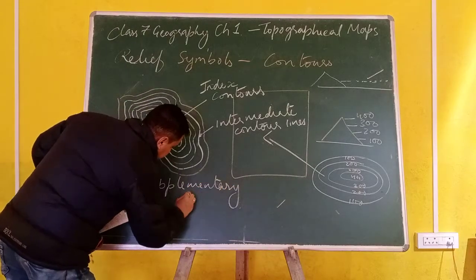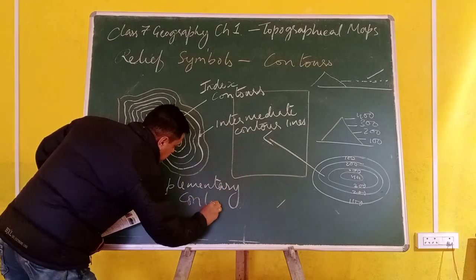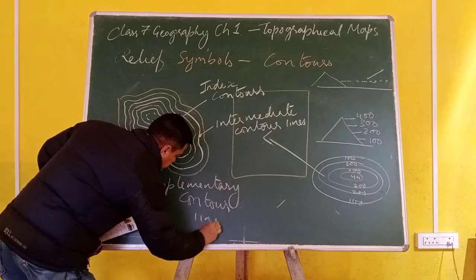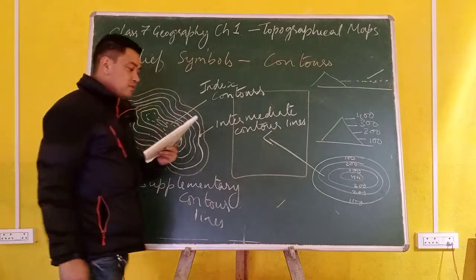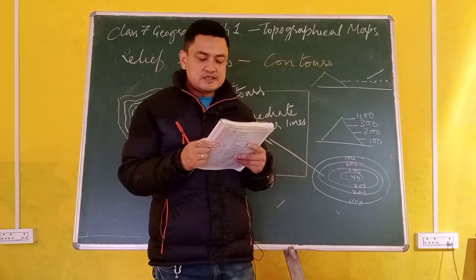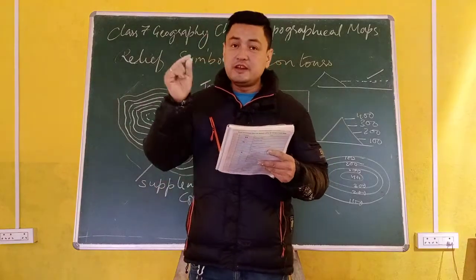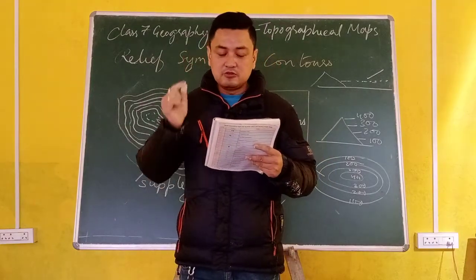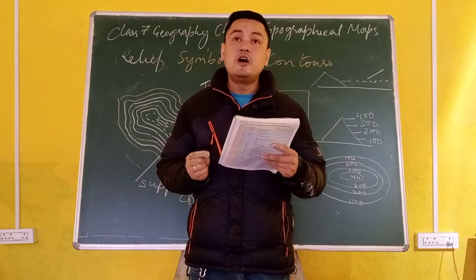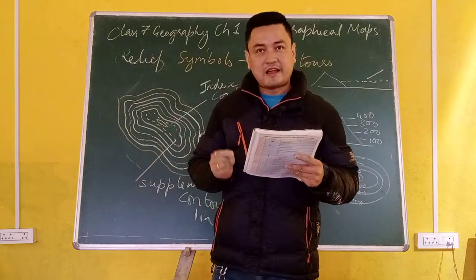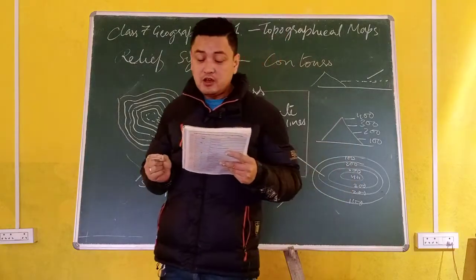Supplementary contour lines. It's not mentioned in the book, but I'm telling you. Sometimes only these lines have that value. So only the intermediate lines have that value, and through those lines we can calculate the intervals of the contours. We can calculate the height of the contours.